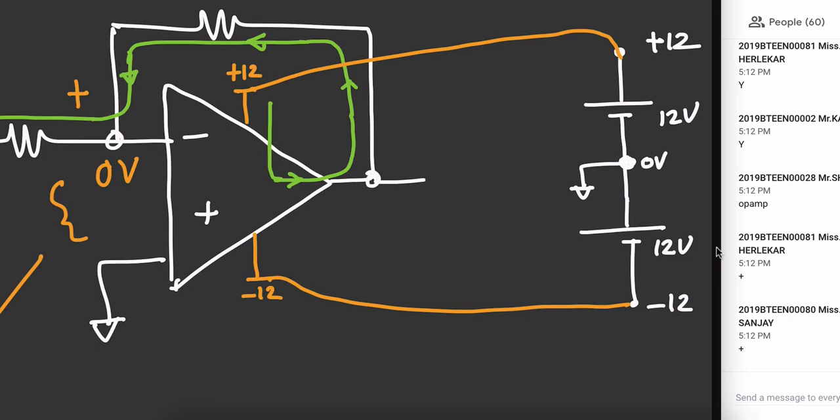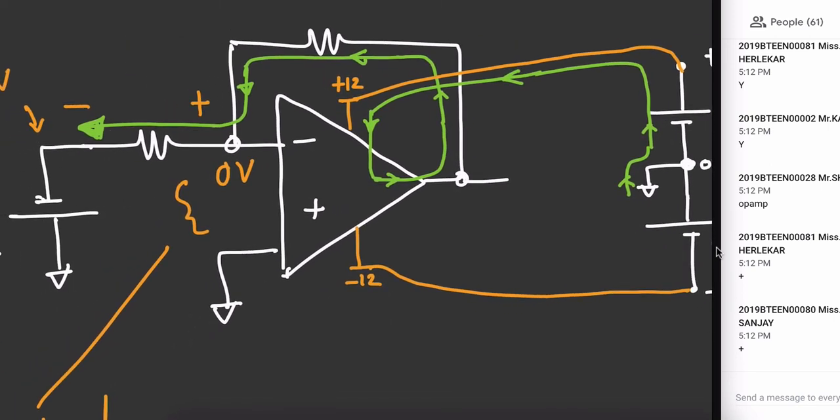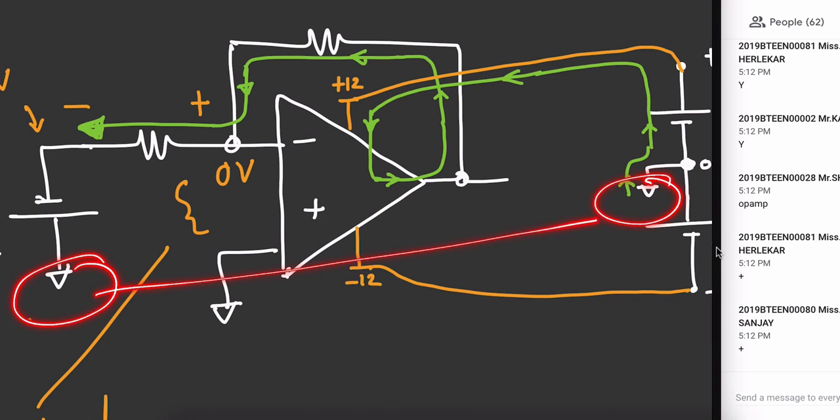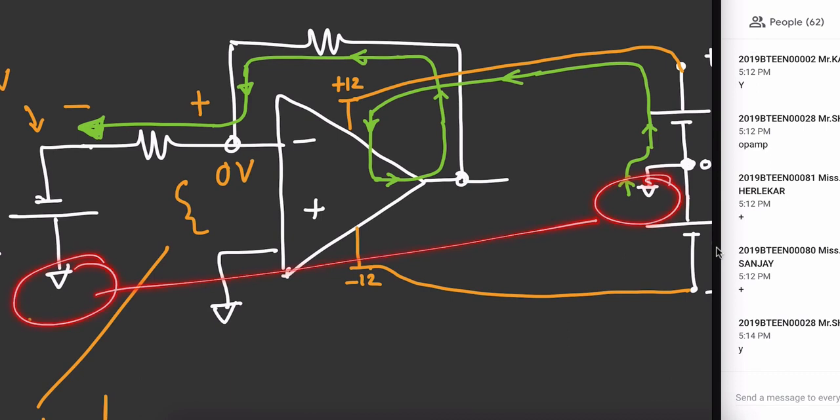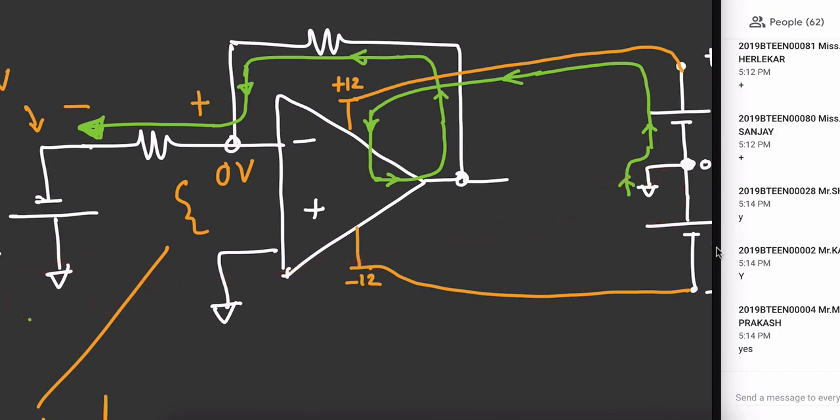Now we will draw the current. So this green color current is coming from supply, but the supply is coming from here, so it has to come from here, then it has to come from here, then it has to come from ground, and then this ground is anyway here. This ground and this ground are the same, yes or no? Yes. So it has to come from here, it has to come from here.